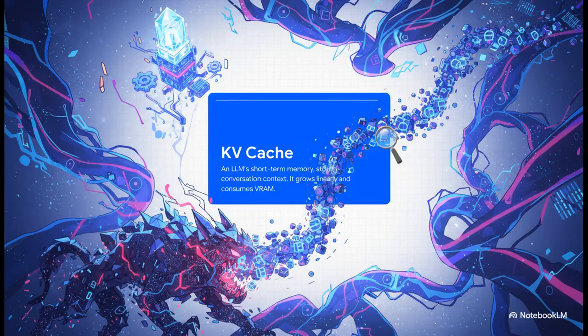They call it the KV cache. Think of it as the model's short-term memory. Every single word you type, every token it processes, you're just feeding the beast, and it grows and grows. It's a linear, completely unforgiving equation that just eats your VRAM alive. You know that 8 billion parameter model you've got? Well, a 32,000 token context is going to cost you over 4.5 gigs of VRAM, and that's for the cache alone.